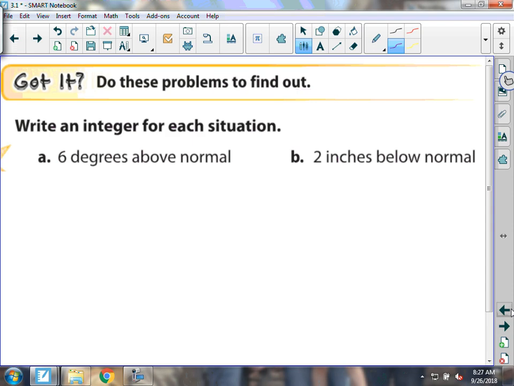Take a moment to do these two. Copy them down and solve them. 6 degrees above normal and 2 inches below normal. Okay, let's go over these. 6 degrees above normal is just 6, or you could put plus 6. 2 inches below normal, below being our key word again, is going to be negative 2.